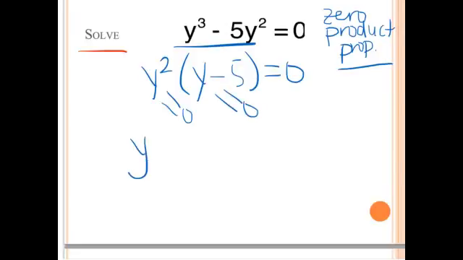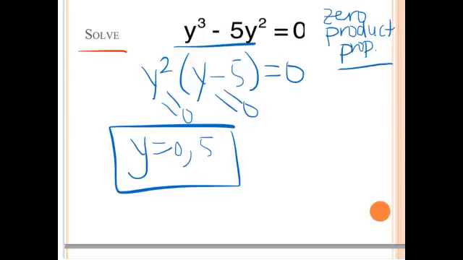If I set the first one equal to 0, I just get 0. If I set the second one equal to 0, I add 5 to both sides and I end up with 5. So I get 0 and 5.